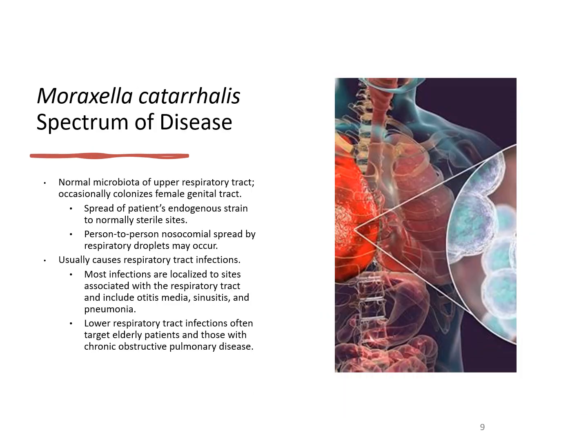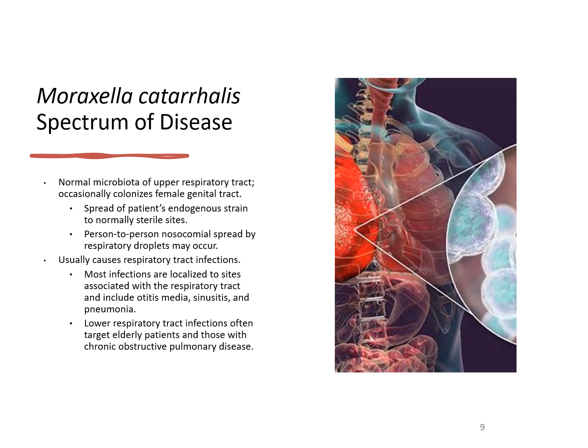Moraxella catarrhalis. This particular organism is normal microbiota of the upper respiratory tract, and it can occasionally colonize the female genital tract. So these organisms are spread because of the patient's normal flora. It can go from where it would normally be found to a site that would usually be considered a sterile site. And so this is a person-to-person spread through the respiratory droplets.